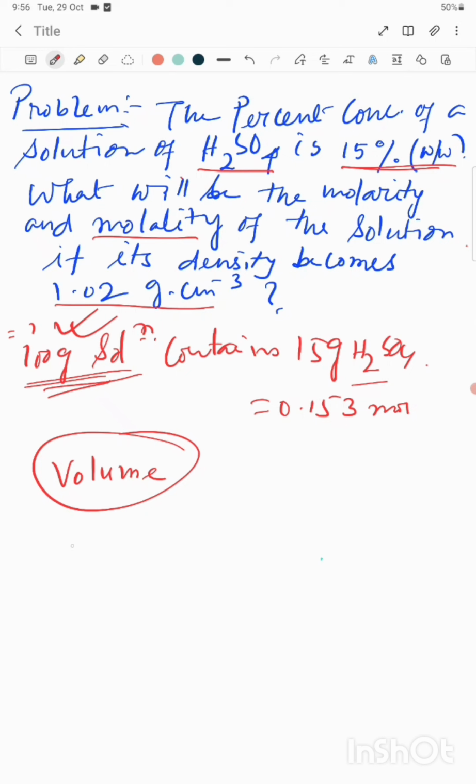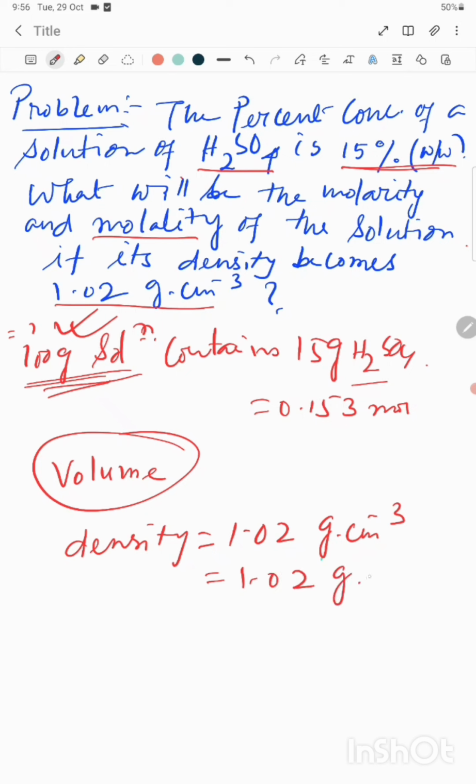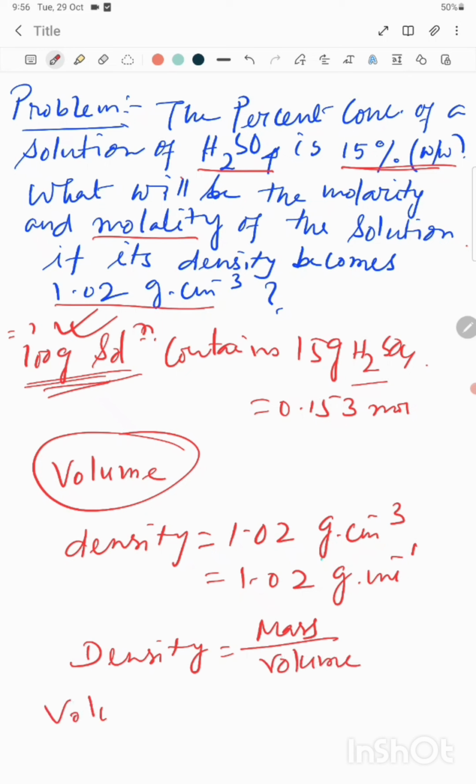So here according to the problem, density is equal to 1.02 gram centimeter inverse minus 3, it means gram ml inverse. So again, density and volume, how are they related? Actually, density means mass by volume. So volume equals mass by density. So we can calculate volume using this formula.